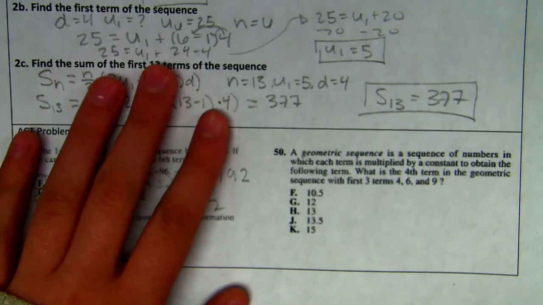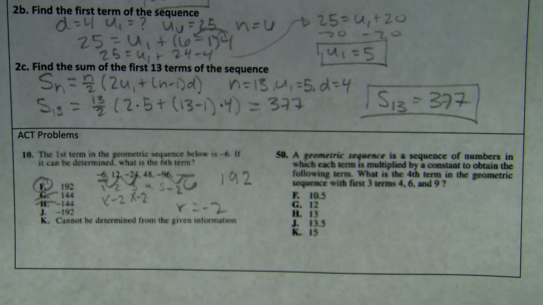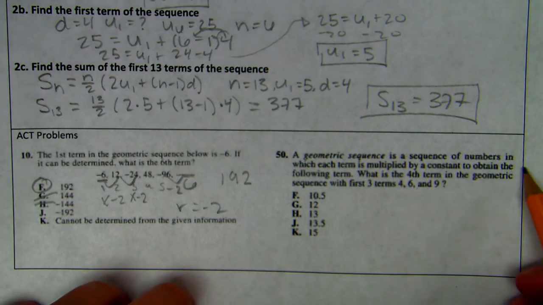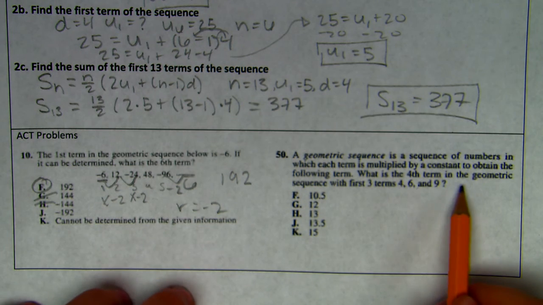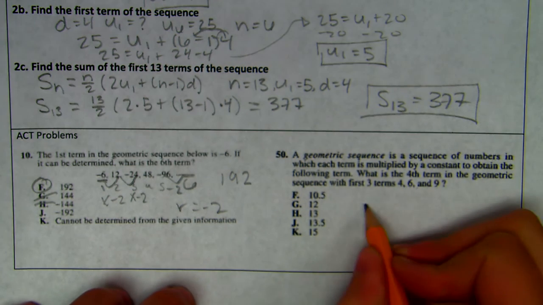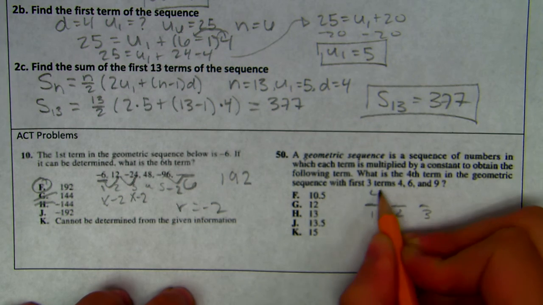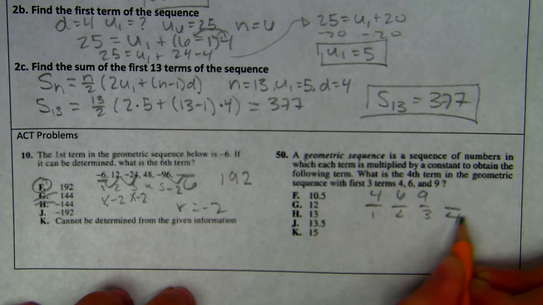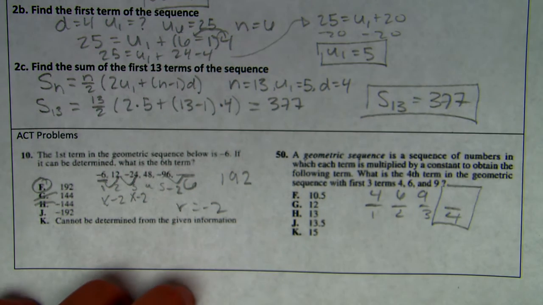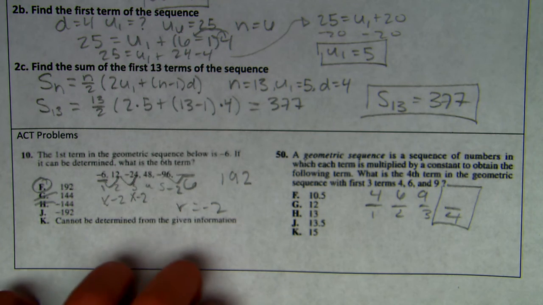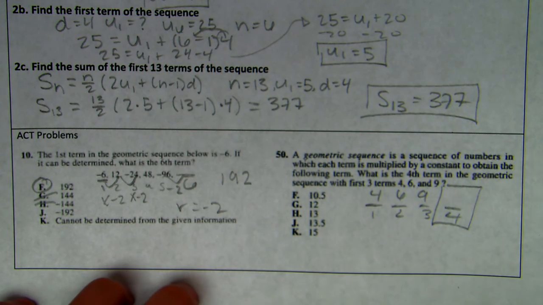So moving on to the last one. A geometric sequence is a sequence of numbers in which each term is multiplied by a constant to obtain the following term. So what is the fourth term in the geometric sequence with the first 3 terms 4, 6, and 9? Once again, this is the term we're looking for, so they made it, in my opinion, way too easy, but that's okay. Good news for you guys on the ACT.